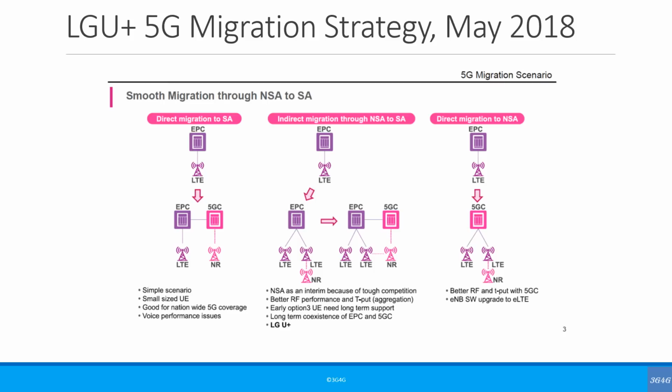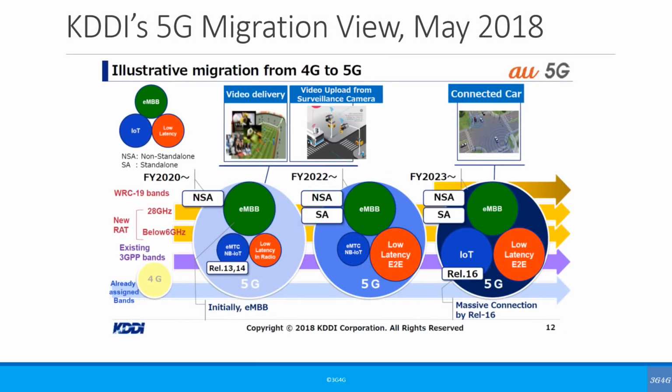Another South Korean operator, LG U Plus, has been discussing different migration options as well, but will only deploy option 3 first, and then they will decide the way forward. The Japanese operator KDDI plans to move to option 3 and option 2 later on. They haven't actually mentioned any other options from what I've heard.